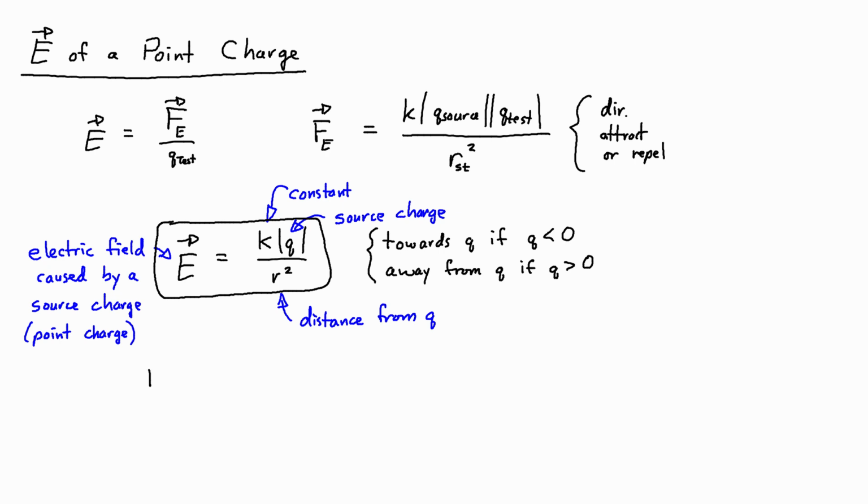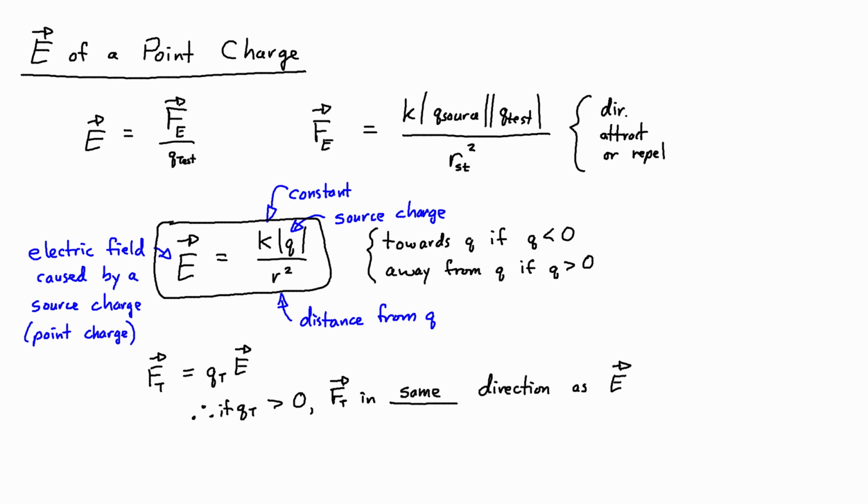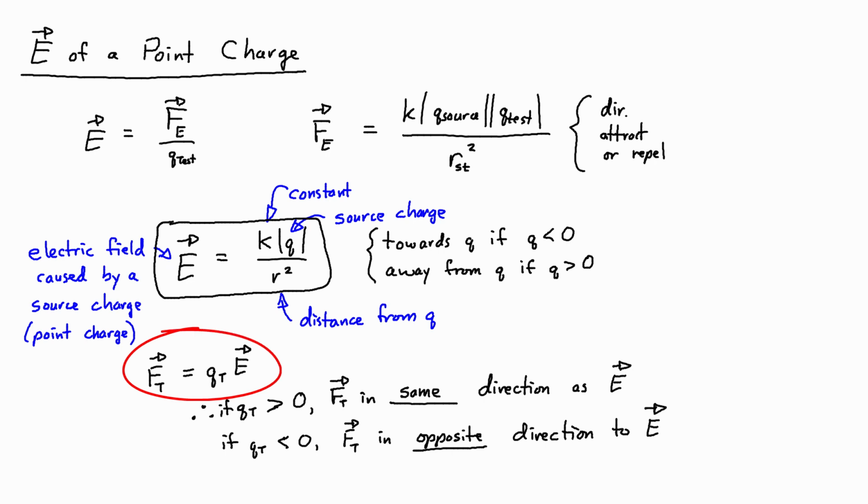Then if we recall that the electric force on the test charge, F of t, is equal to the test charge times the electric field at a given point, I can say that if the test charge is positive, then the force on the test charge will be in the same direction as the electric field. If the test charge is negative, then the force F_t will be in the opposite direction to the electric field. Because this is vector math, those directions actually come out of the math. If you have a negative number times E, then F_t will be in the opposite direction to E, the electric field vector.